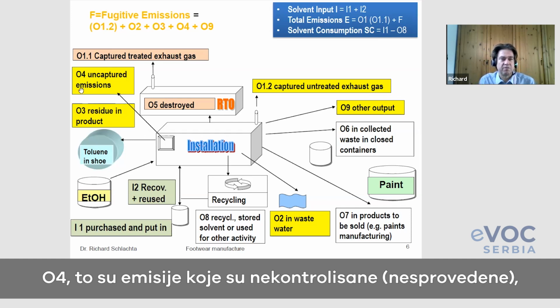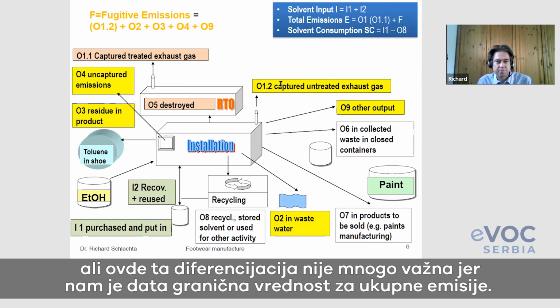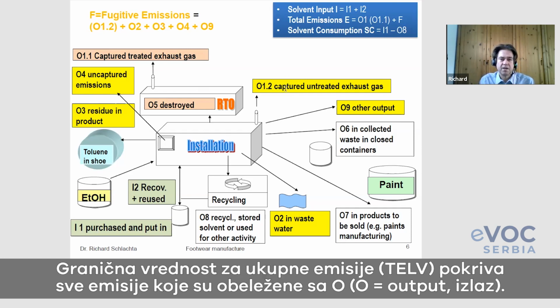O4 means everything that comes out as uncaptured emissions. We have untreated, that means not cleaned, exhaust gases coming out from stacks that we normally consider fugitive emissions, but here it will not play any role. This differentiation is not so relevant, because we have the total emission limit value. The total emission limit value covers all emissions that you see labeled with an O.